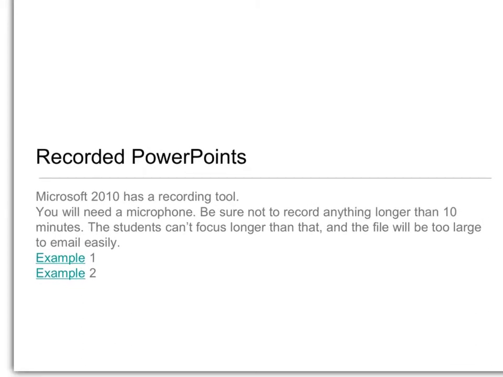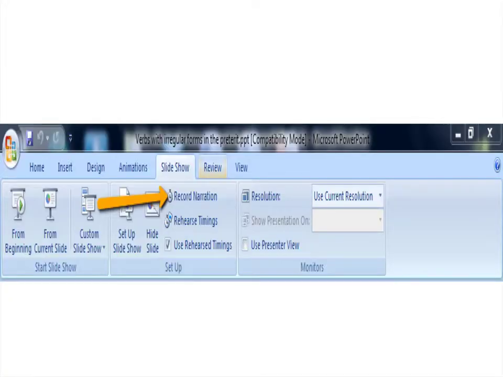So the first thing one can do, of course, is to record PowerPoints. Microsoft 2010 has a recording tool. You will need a microphone, but be sure not to record anything longer than 10 minutes because students simply cannot focus longer than that. Also, the file would be very large and hard to email. To find this recording tool, you just create your PowerPoint as you normally would, put it on slideshow mode, and then you will see where it says record narration.